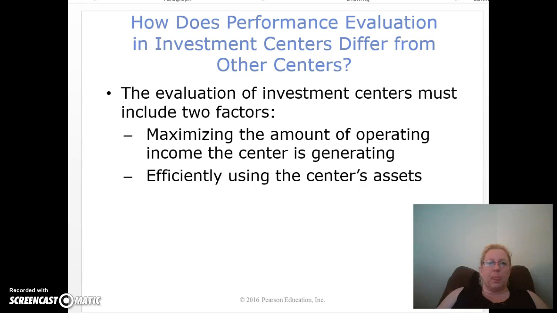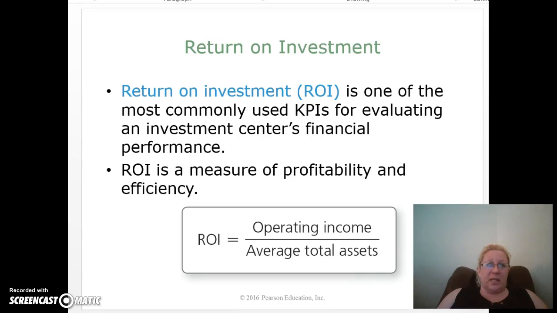center's assets. The financial evaluation of investment centers must measure two factors: how much operating income the segment is generating and how efficiently the segment is using its assets. Return on investment, or ROI, is one of the most commonly used key performance indexes for evaluating an investment center's financial performance.